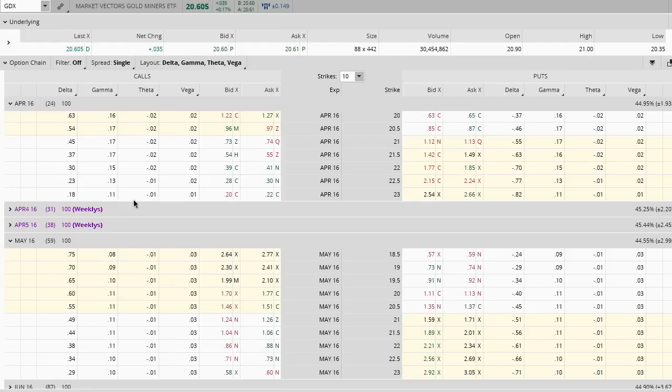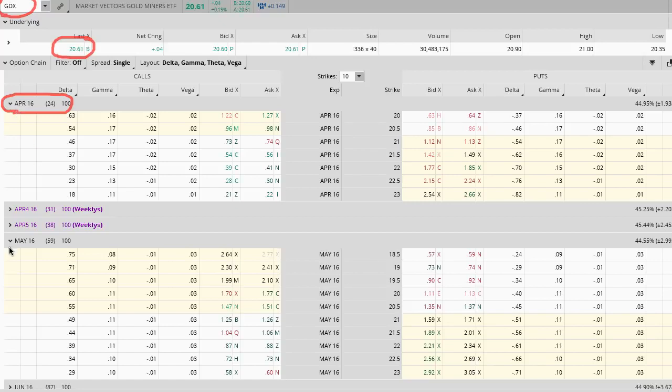But let's really dig deep here and look at some examples. So this is my live broker platform. Right now we're looking at GDX. Why GDX? Because I just typed it in and we're just looking at it, okay? The stock is trading live at 20.60. This is an ETF for gold. I've got 2 contract months open.